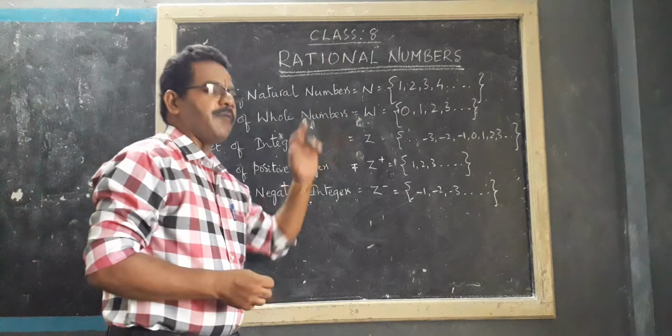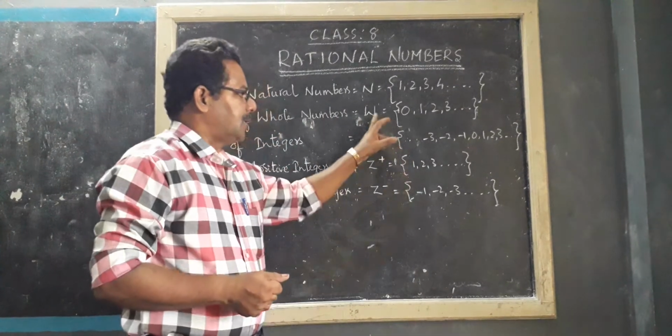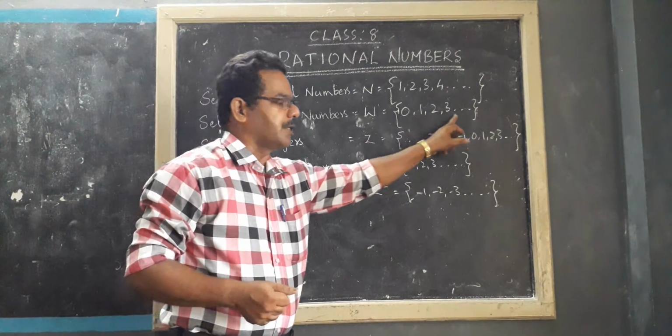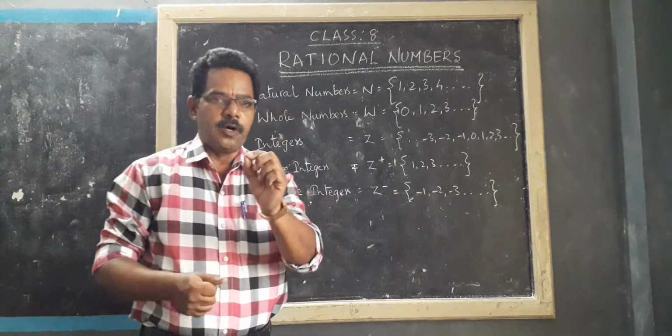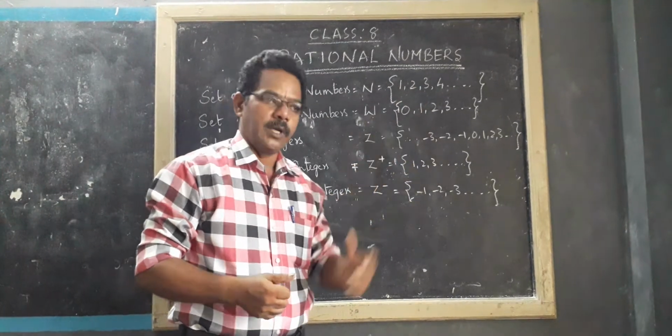The second one is the set of whole numbers. The set of whole numbers is denoted with W. W is equal to 0, 1, 2, 3 and so on. So if 0 is added to the natural numbers, we get the whole numbers.